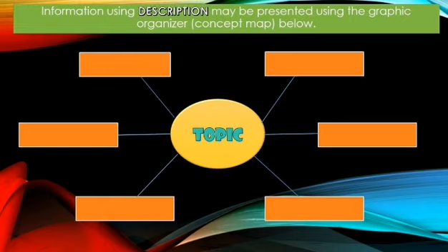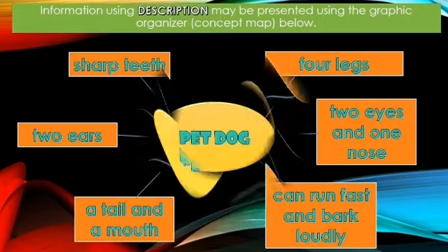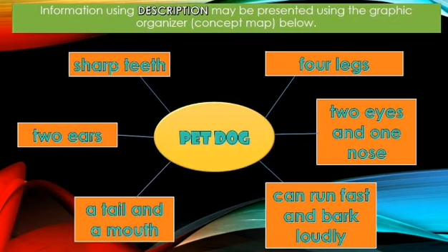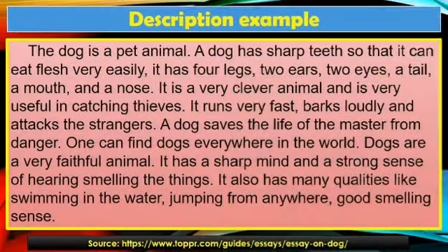You can have the topic in the middle, and of course, we can have the other details on the side. For example, if you're talking about the pet dog, you can have there 4 legs, 2 eyes, and 1 nose, can run fast and bark loudly, a tail and a mouth, 2 ears, and sharp teeth. And now for the paragraph, we have this one.